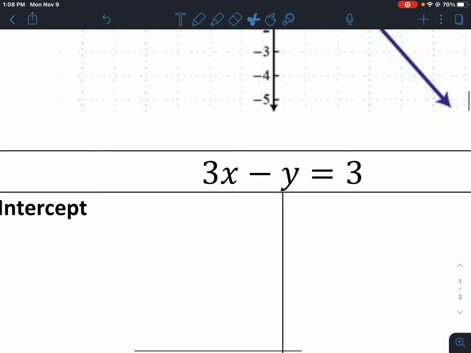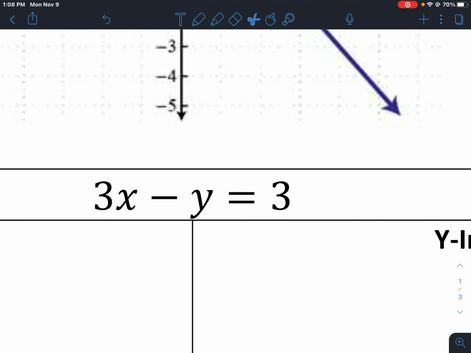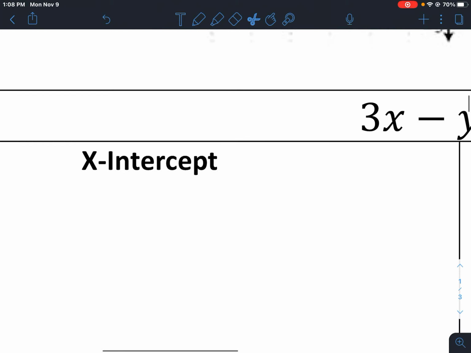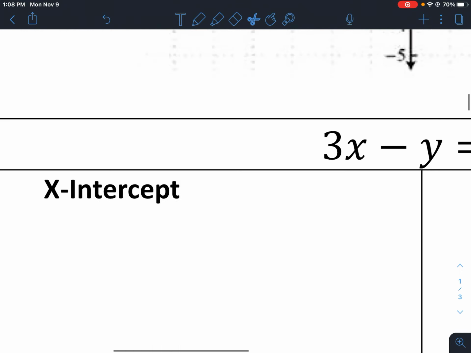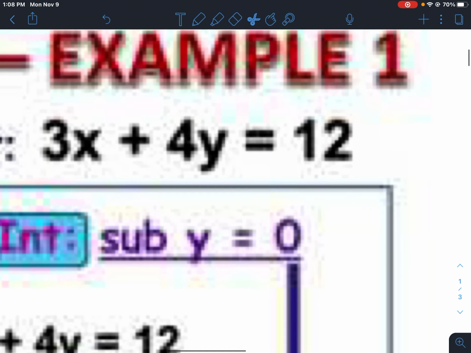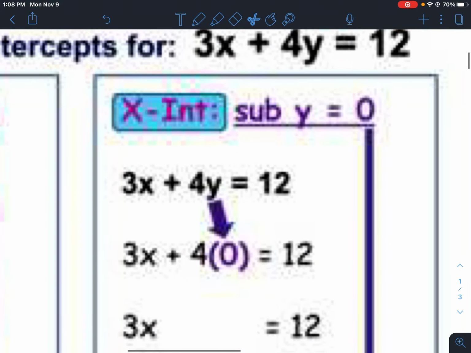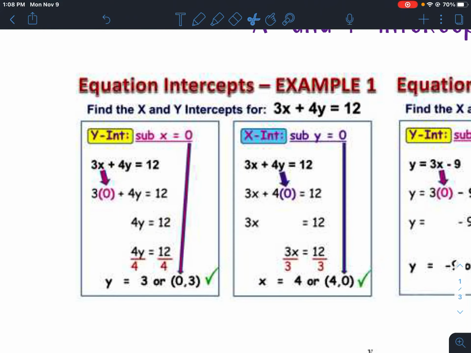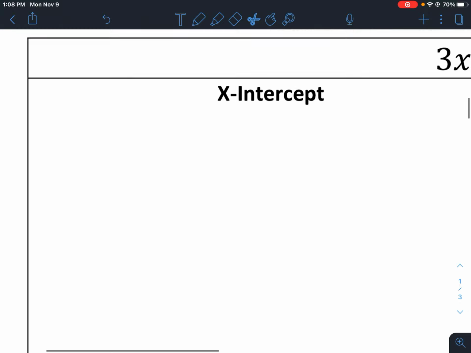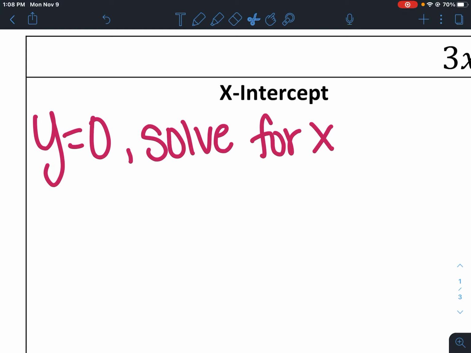Okay, so for this first one, we have standard form. X and Y are on the same side. We want to find the x-intercept and the y-intercept. So for x-intercept, you can follow these same steps, standard form, finding the y-intercept, finding the x-intercept. Follow these steps right here and you'll get to the answer. So for x-intercept, it's when y equals 0 and we solve for x.